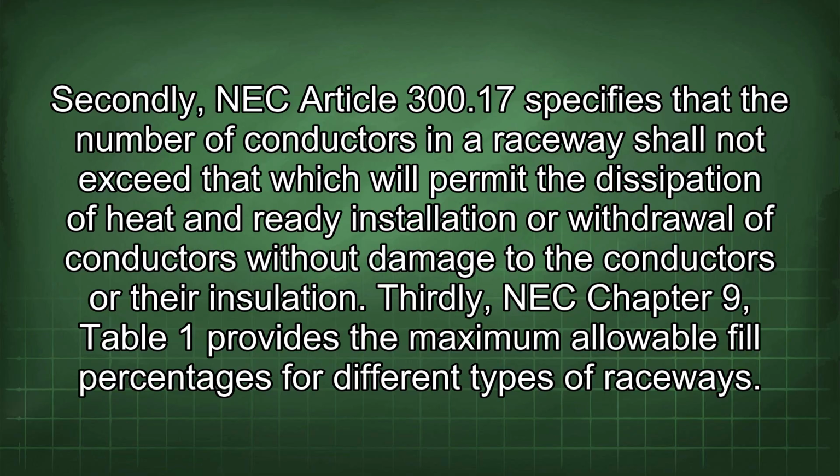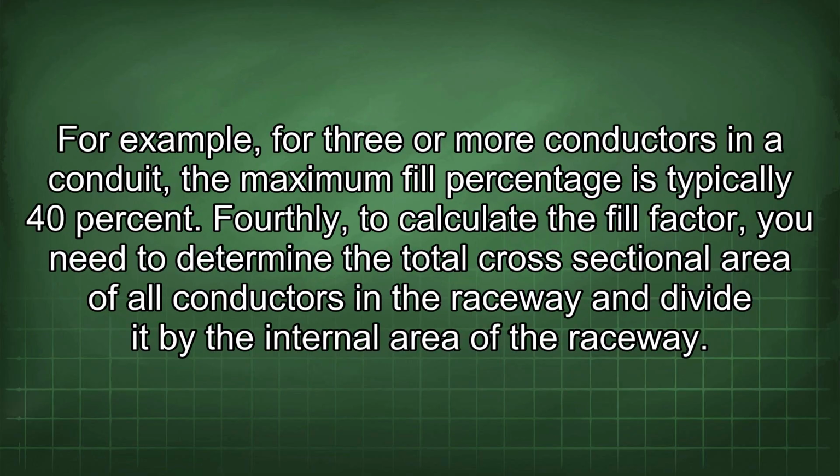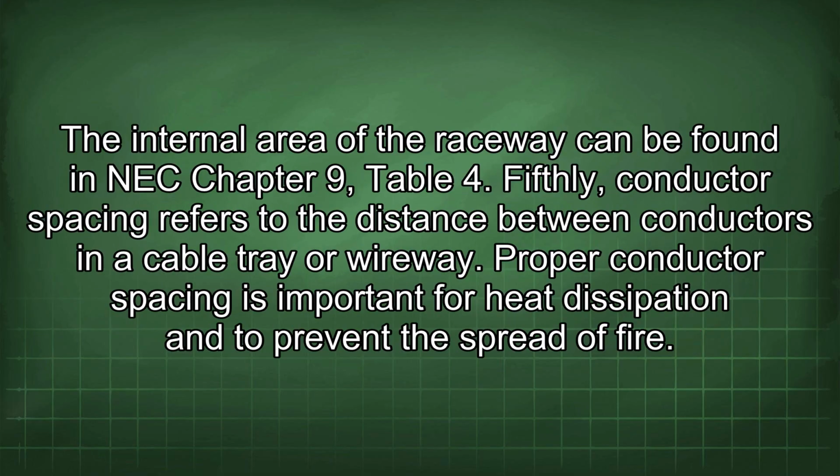Thirdly, NEC Chapter 9, Table 1 provides the maximum allowable fill percentages for different types of raceways. For example, for 3 or more conductors in a conduit, the maximum fill percentage is typically 40%. Fourthly, to calculate the fill factor, you need to determine the total cross-sectional area of all conductors in the raceway and divide it by the internal area of the raceway. The internal area of the raceway can be found in NEC Chapter 9, Table 4.